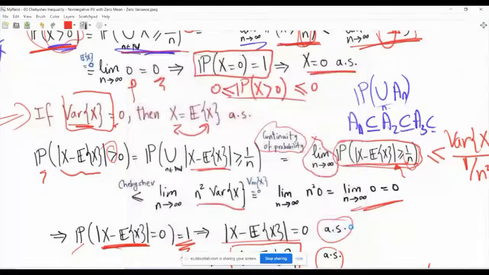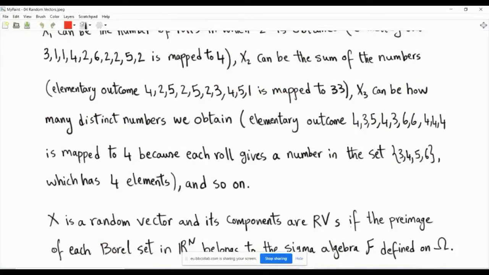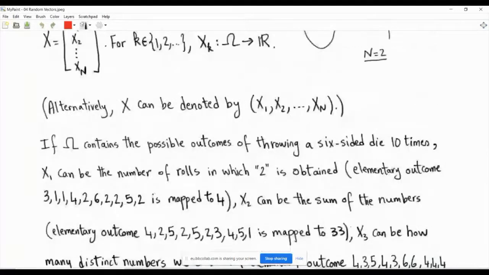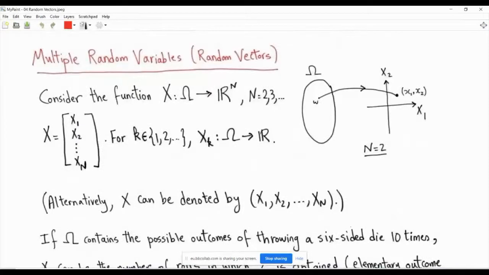Now, in applications, we are typically interested not in just one random variable, but in a bunch of random variables, multiple random variables, or let's call them random vectors. So in practice, we typically deal with random vectors. In fact, in some applications we can deal with thousands, millions, billions of those. So a random vector is a vector whose components, or elements, are random variables.